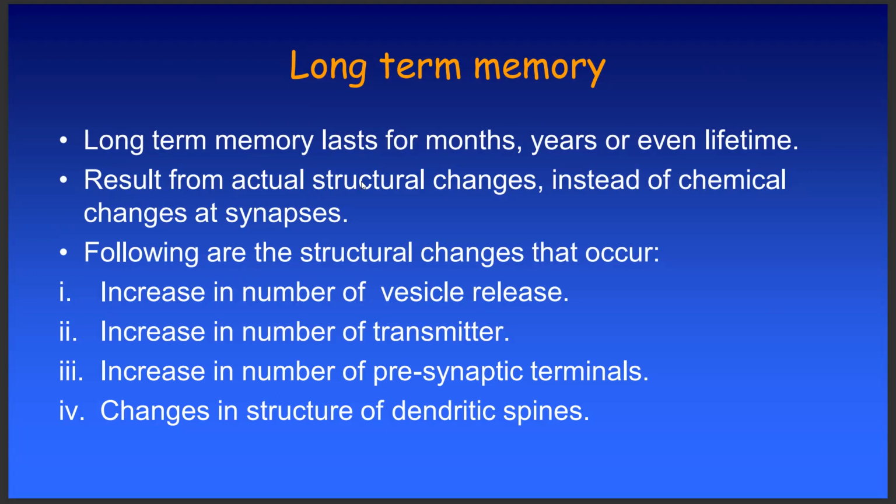That results from actual structural changes instead of chemical changes or physical changes at synapses. So following are the structural changes that occur. Increase in the number of vesicles released, vesicles which contain the neurotransmitter. So when there is an increase in the number of vesicles released, it means more and more transmitter will be released. Increase in the number of the presynaptic terminals. Because if we have to release more and more vesicles, we need more and more transmitter. Obviously, we need more presynaptic terminals in order to release more and more vesicles or more transmitter. So increase in the number of the presynaptic terminals, and then changes in the structure of the dendritic spines, which will lead to the preservation of memory, which we call the long-term memory.